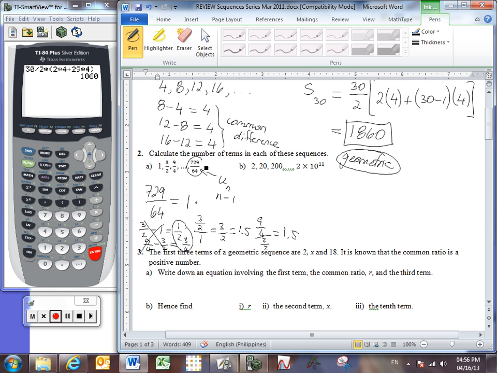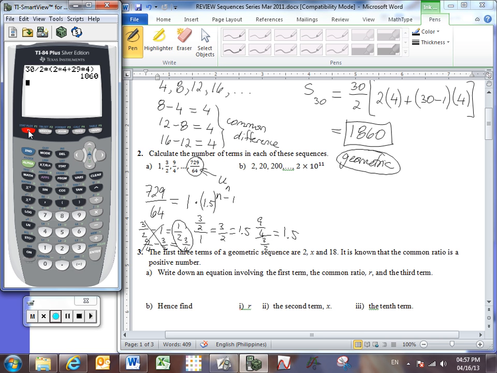So we've been given the nth term, so our un must be equal to u1 times r, which we now know is 1.5, to the power of n minus 1. Let's put this into the calculator because that's a difficult equation to solve. And so we'll say y1 equals 729 over 64. And for y2, we'll make it the right-hand side. That's 1 times 1.5 to the power of x minus 1.